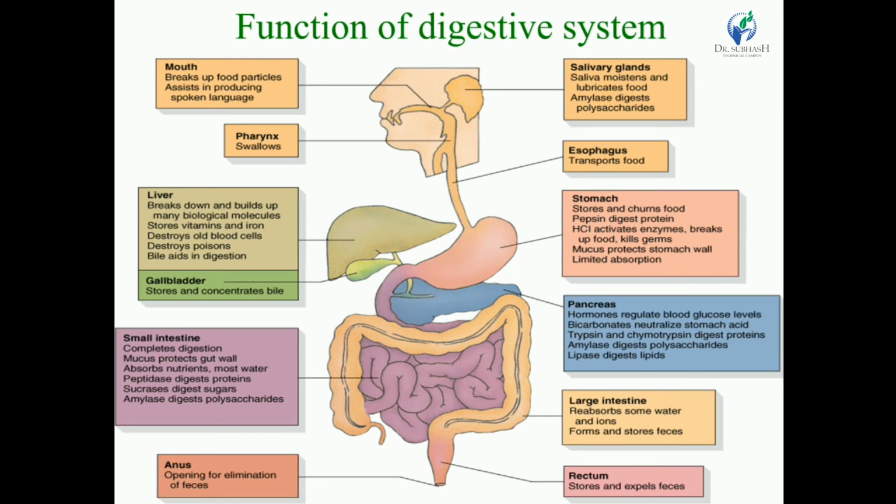Here we can understand the general summary of the functions of the digestive system, so that we can revise. The role of the mouth, next the pharynx, salivary glands, esophagus, stomach, pancreas, large intestine, rectum, anus, and the small intestine. The only portion remaining is the liver, and that we will discuss along with the accessory glands or accessory organs which help in the digestive system.